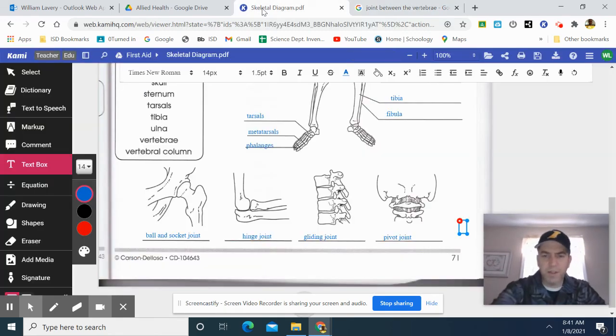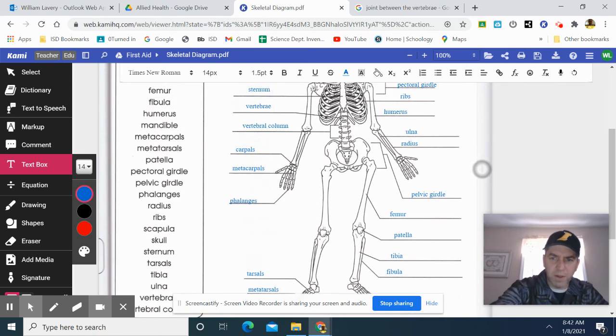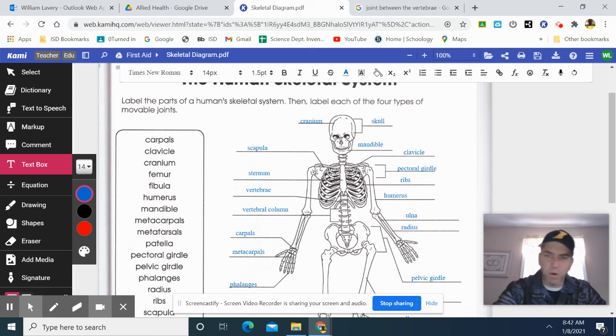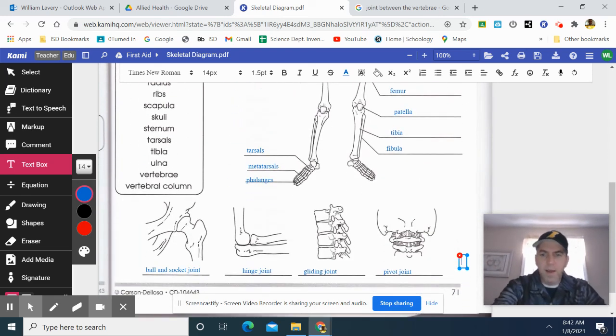If you have any questions, you can message me. If you have any doubts or different perspectives on this diagram, I'm just working with the word bank there. And it's important for us to be able to minimally identify the major bones in our body, the joints. And we'll go further into the skeletal system. Thank you. Make sure you complete the diagram for yourself.